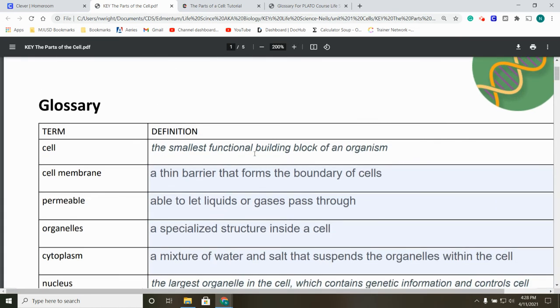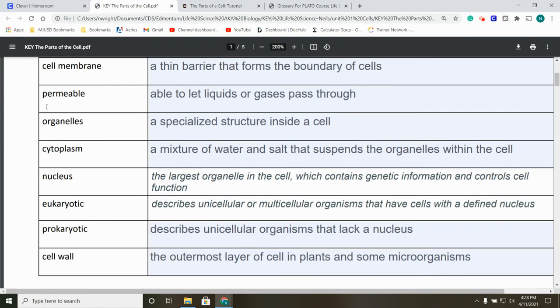The cell, the smallest functional building block of an organism; the cell membrane, a thin barrier that forms the boundary of the cells; permeable means ability to let liquids or gases pass through; organelles, a specialized structure inside a cell; cytoplasm, a mixture of water and salt that suspends the organelles within the cell; nucleus, the largest organelle in the cell, which contains genetic information and controls cell function; eukaryotic describes unicellular or multicellular organisms that have cells with a defined nucleus; prokaryotic describes unicellular organisms that lack a nucleus.